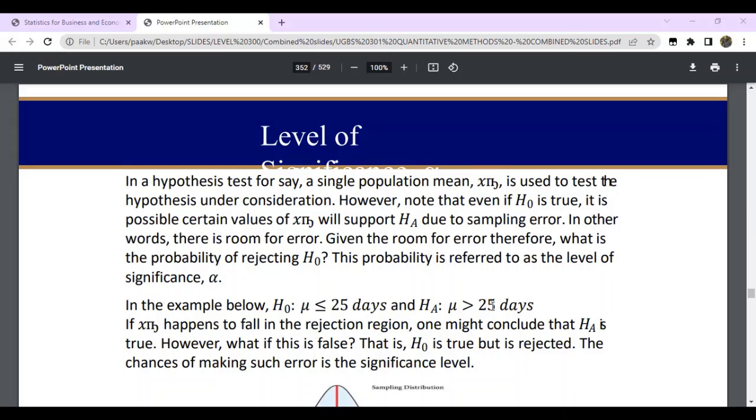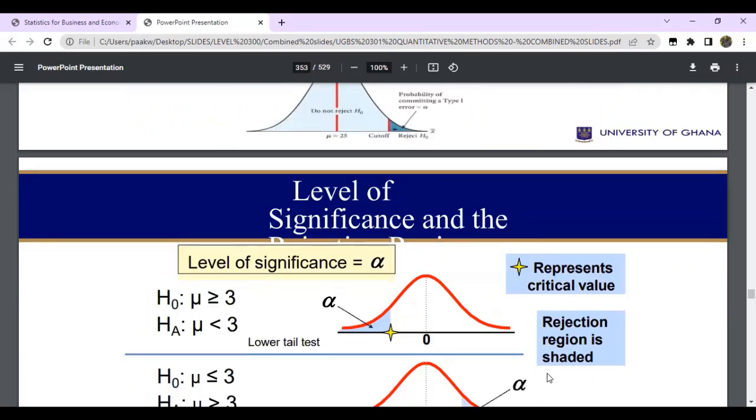So take note. If x bar happens to fall in the rejection region, one might conclude that H A is true. However, what if this is false? That is, H0 is true but is rejected. So we are talking about a type 1 error, when a true null hypothesis is rejected. You get it? That is the level of significance when we reject a true null hypothesis. So the chance of making such an error is the significance level.